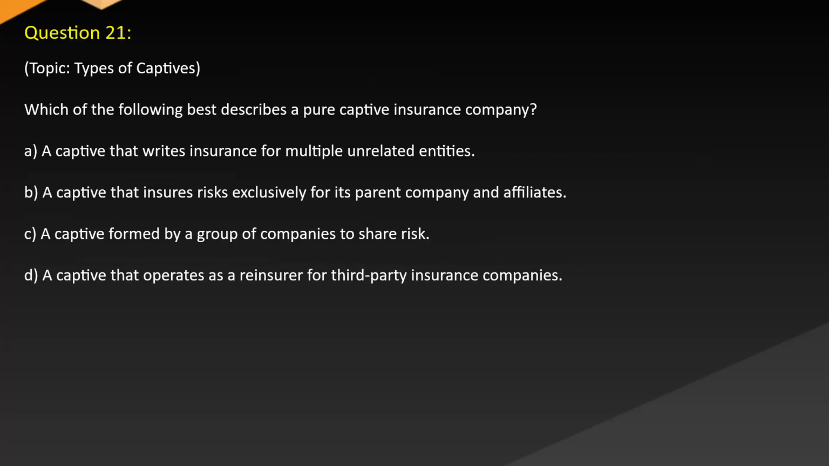Question 21, topic: Types of captives. Which of the following best describes a pure captive insurance company? A. A captive that writes insurance for multiple unrelated entities. B. A captive that insures risks exclusively for its parent company and affiliates. C. A captive formed by a group of companies to share risk. D. A captive that operates as a reinsurer for third-party insurance companies.